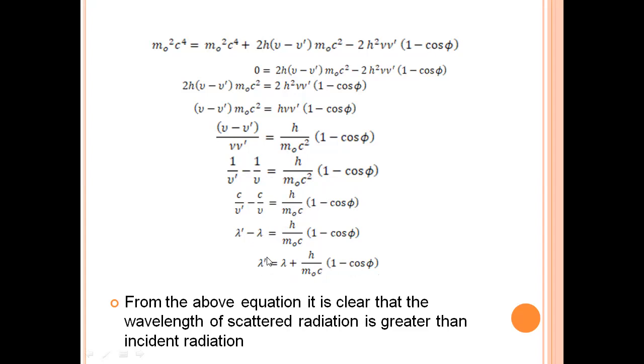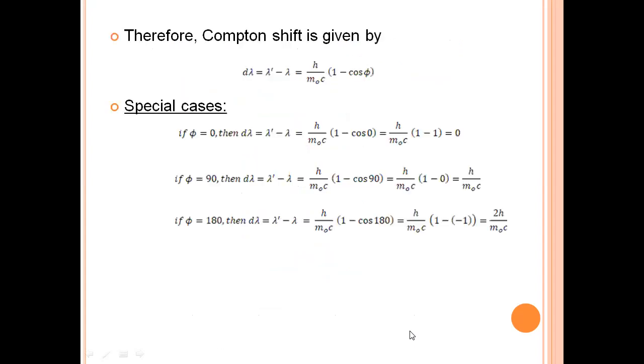Which means that the scattered wavelength is equal to the summation of incident wavelength plus one more term, which says that the wavelength of scattered radiation is greater than the incident radiation. Therefore, Compton shift can be given as d lambda, that is lambda prime minus lambda, wavelength of scattered radiation minus wavelength of incident radiation, that is given by h by m naught c into 1 minus cos phi. This d lambda is nothing but Compton shift.